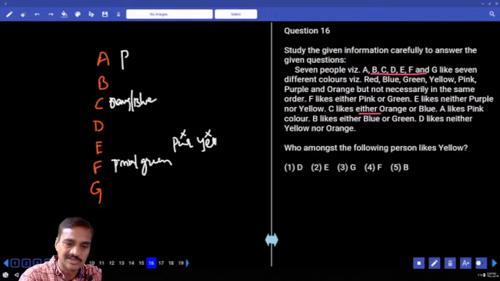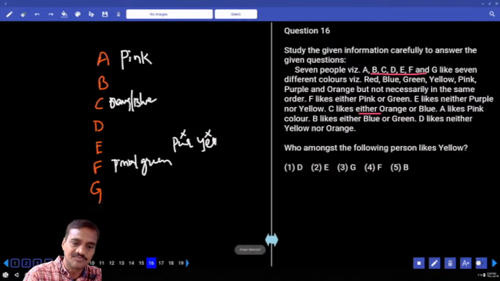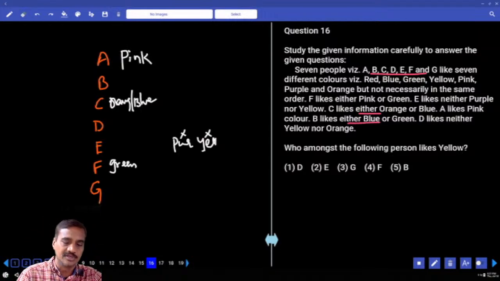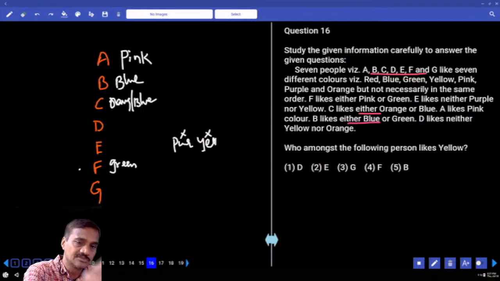Now A is pink, clearly specified. Since A is pink and F is either pink or green, F cannot be pink. Hence F must be green. Now F green is also fixed. And next one, B likes either blue or green. Since F is already green, B cannot be green, so B is blue. If B is blue, C cannot be blue, so C is orange.